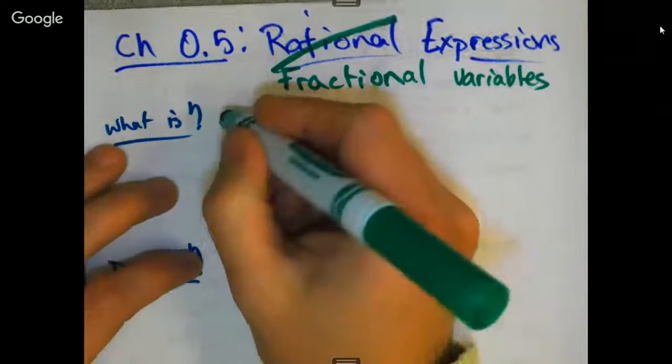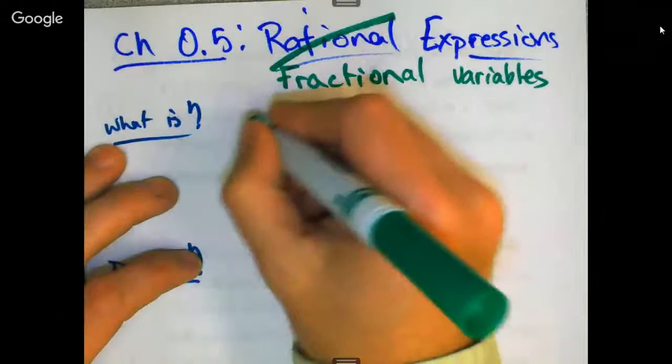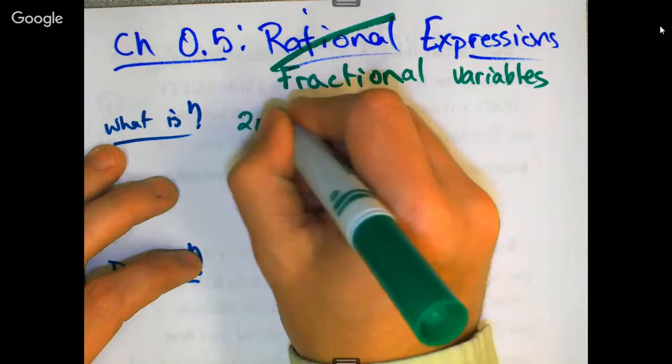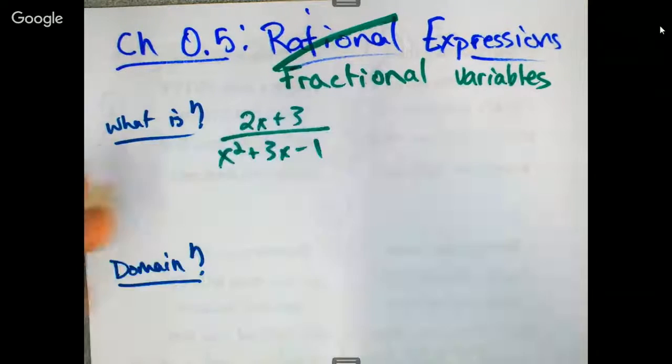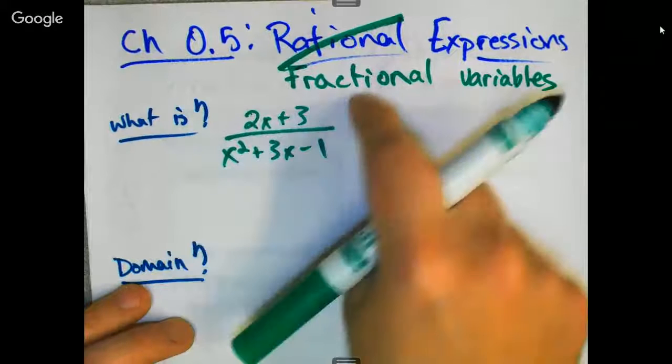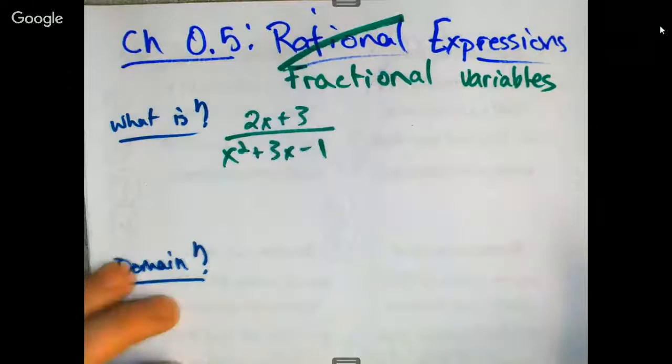So for example, maybe I have 2x plus 3 over x squared plus 3x minus 1. It's fractional and it has variables in it.